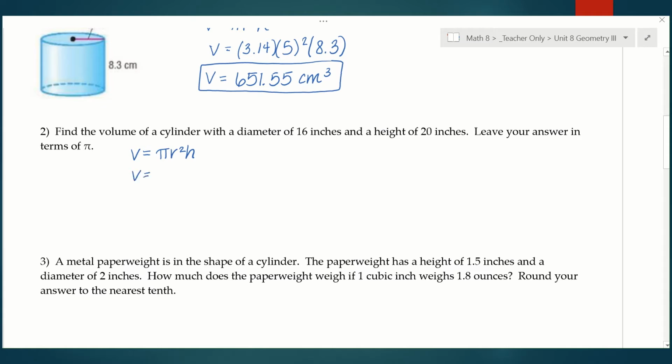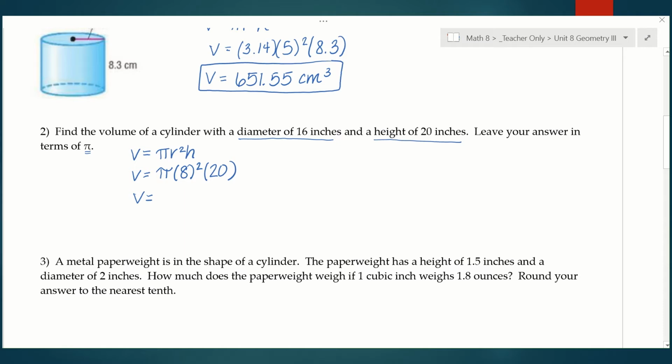Okay, so what do they tell us here? We know the diameter is 16, we know the height is 20, and we are leaving our answer in terms of pi. So what that means is in our work, we're going to just keep pi as pi. Now for the radius, remember the radius is half of the diameter. So if we know our diameter is 16 inches, our radius is half of that, which is 8. So 8 squared. And then they tell me that my height is 20.